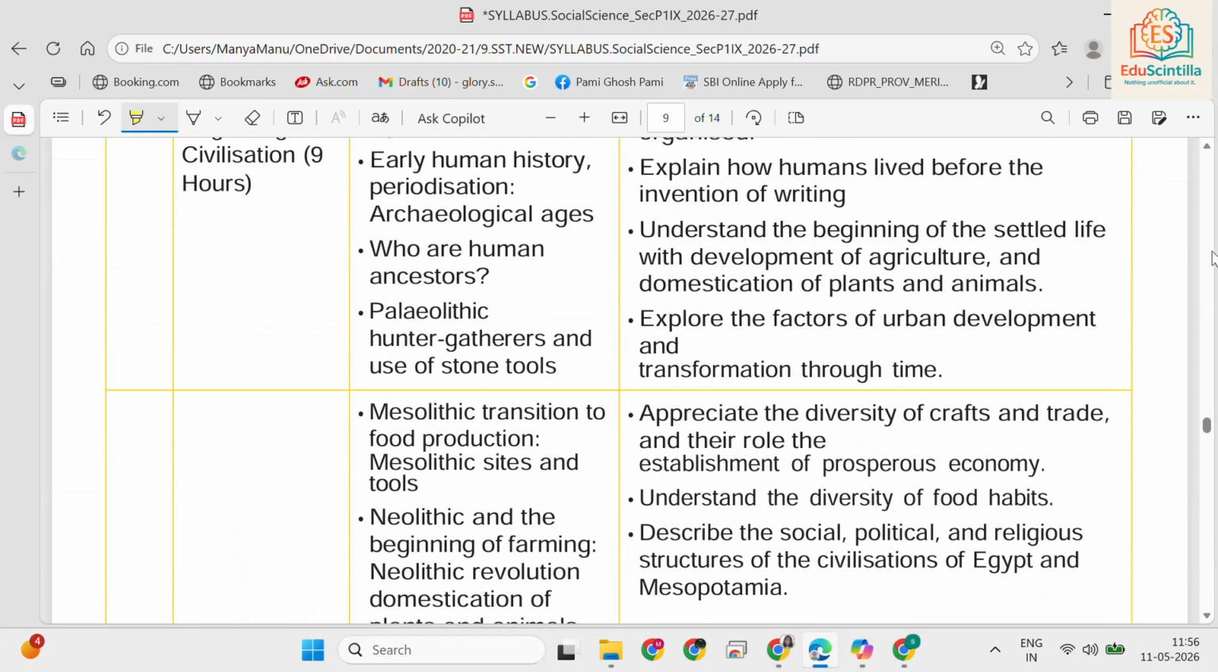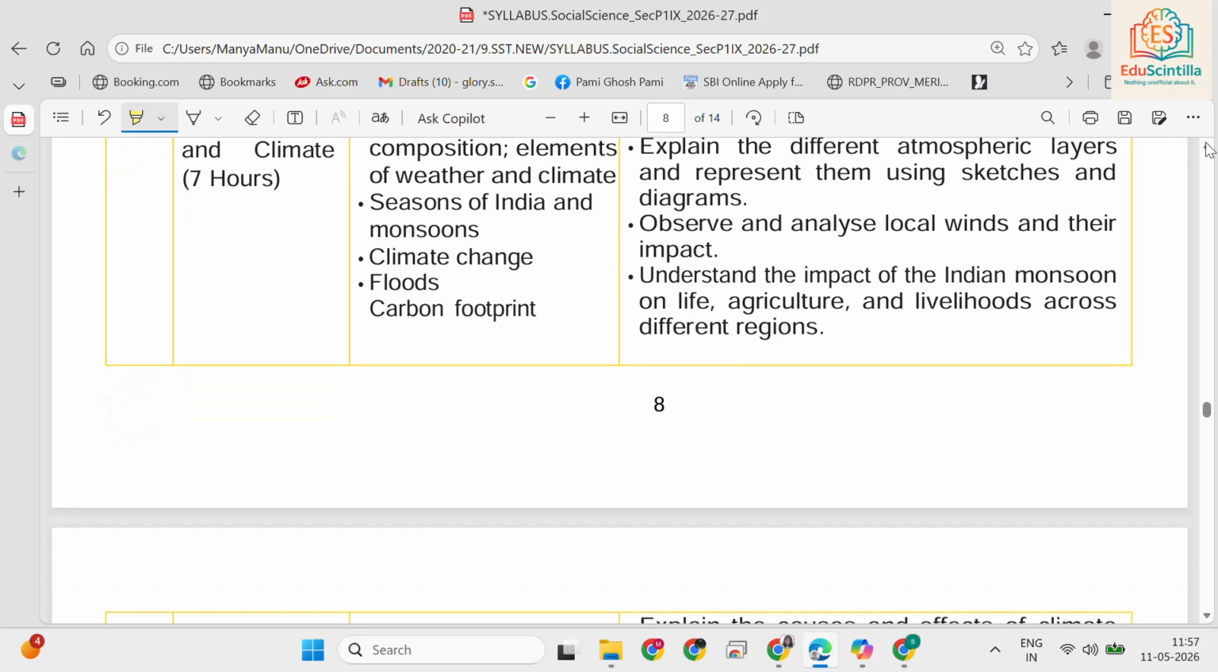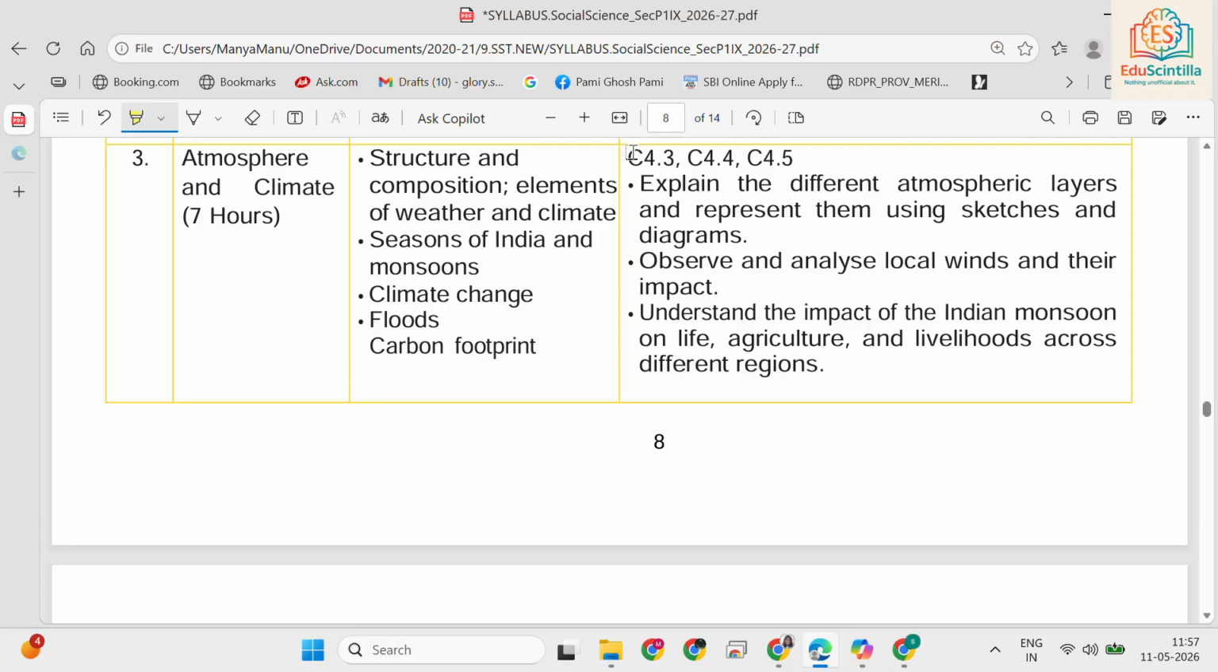Then coming to the third theme of Part 1, that is atmosphere and climate. In this we will be covering the concepts of structure and composition, elements of weather and climate, seasons of India and monsoons, climate change and floods, carbon footprint. So here you can see the competencies covered. Have a look at the previous pages where competencies are given.